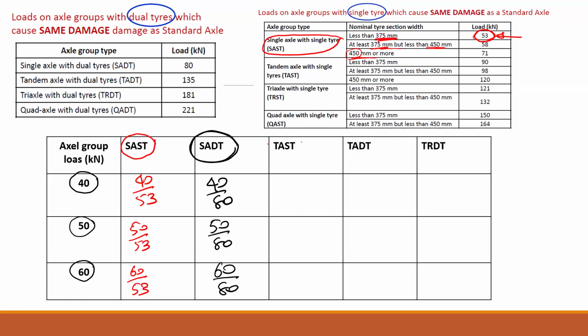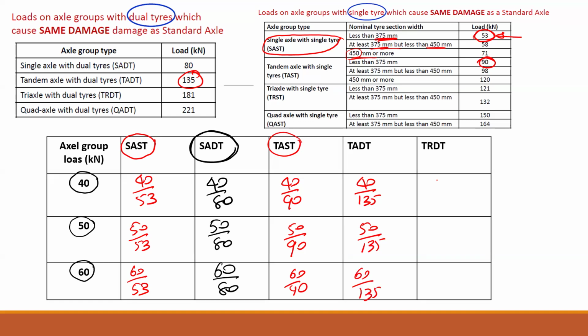Next one, TAST. Tell me the damage. One damage is created by how many kilonewtons? What's that? 90. So you need to divide 40 by 90, 50 by 90, 60 by 90. How about TADT? What's that? 135. So 40 divided by 135, 50 divided by 135, and 60 divided by 135. 40 divided by 181, 50 divided by 181, and 60 divided by 181. Any question? Yes.